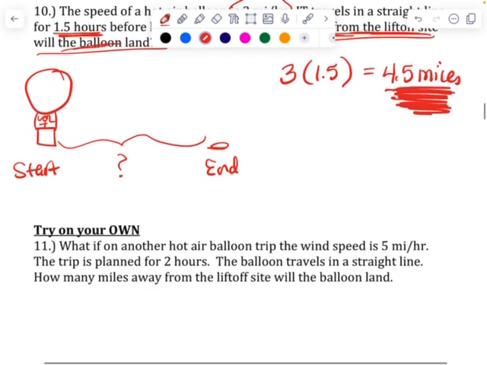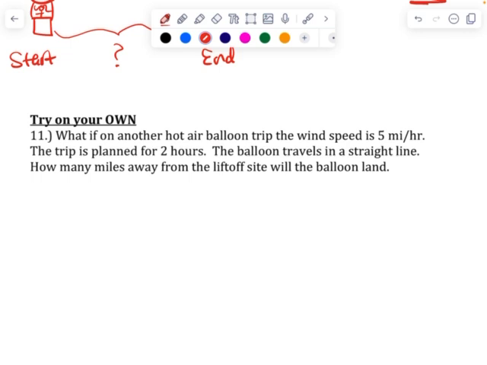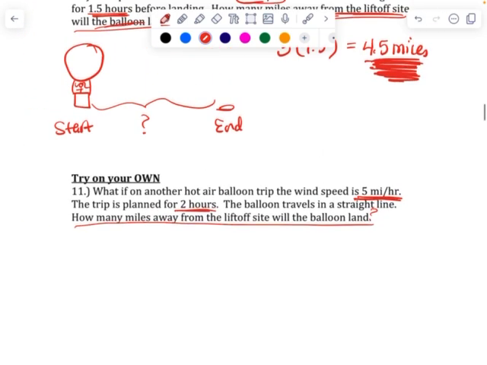And now let's take a look at another hot air balloon. What if on another hot air balloon trip, the wind speed is 5 miles an hour? So this one's going much faster than the other one. The trip is planned for 2 hours. The balloon travels in a straight line. How many miles away from the liftoff site will the balloon land? Same idea, except this one's traveling faster. So we have to think about, compared to our last answer, this balloon should be farther away.